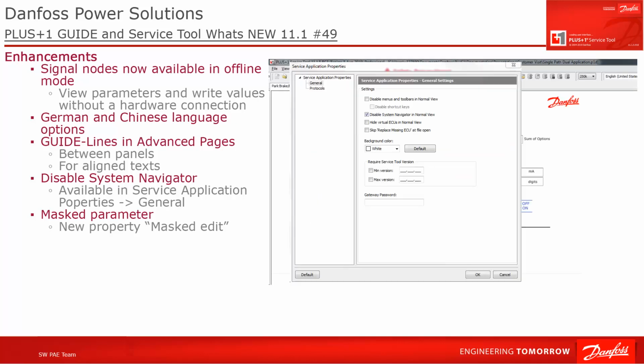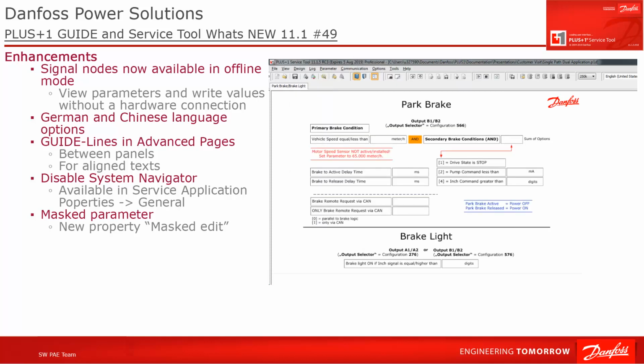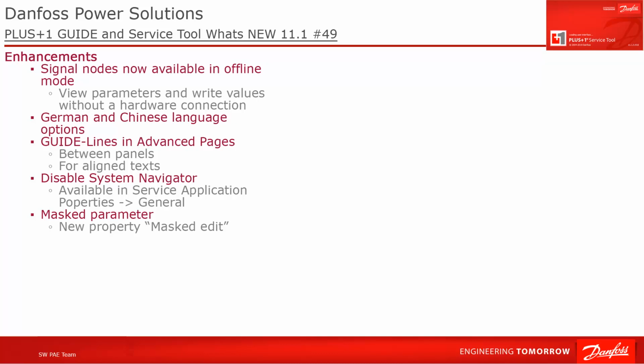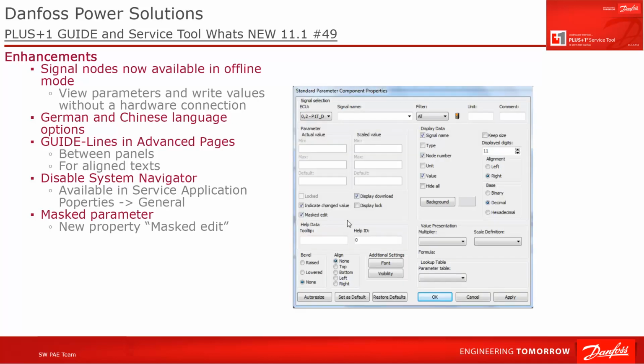In service applications, when this setting is enabled, the system navigator panel is disabled and hidden when opening the P1D file in normal view. And another enhancement is mask parameter. So a new property called mask edit is available in standard parameter, Boolean parameter, and string parameter components. When checked, the parameter value is replaced with masked characters.